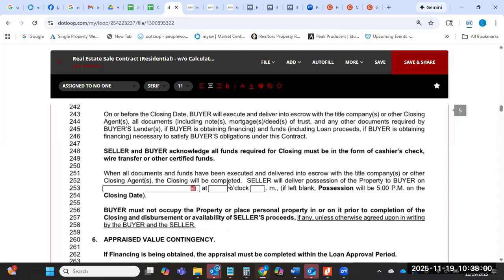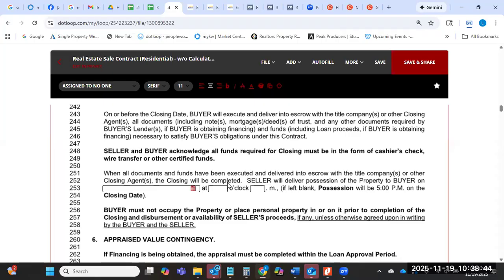On line 253, the possession date, if it is going to be anything different than the closing date is the only time that you really need to put anything in here. If it's a vacant property and you're taking possession on the same day, leave 253 blank. If it's an occupied property right now, but you know the seller's going to be out before closing, leave line 253 blank. The only time that you're going to need to put anything in here would be if you are allowing the seller to have some time after closing to stay in the property. And again, a day or two.